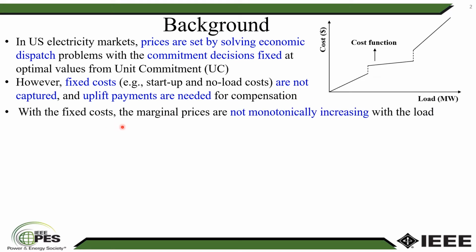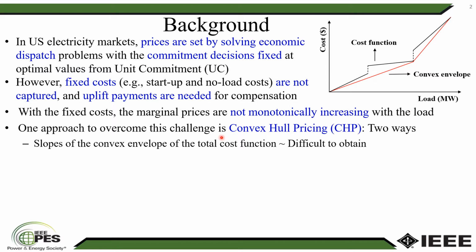When we do include the fixed costs, we notice that the marginal prices are not monotonically increasing with the load. As you see in the figure on the right, which shows the cost function, marginal price is the slope of the cost function and it is not monotonically increasing with load. One approach to overcome this challenge is convex hull pricing.